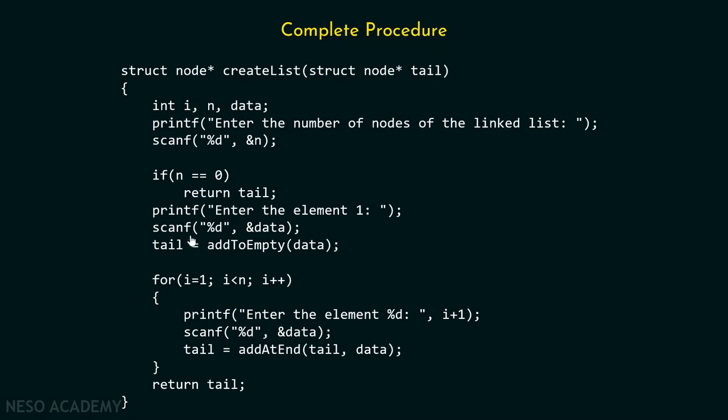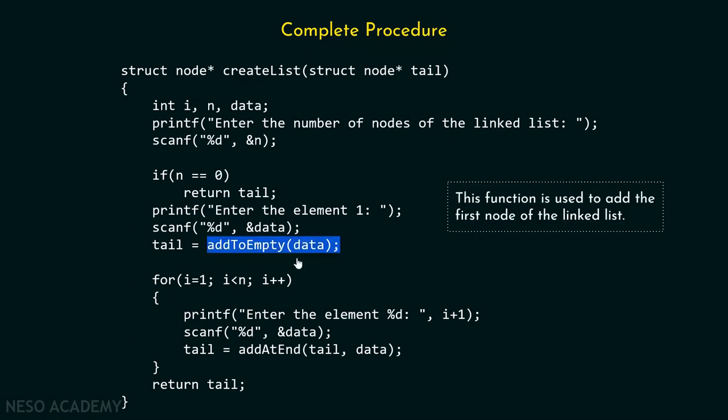Okay? After this scanf function, I'm calling this function that is add to empty, and to this function I'm just passing data. We already know what this function does, right? This function is used to add the first node of the linked list, and the address of that node will get returned back to the tail, that is this particular pointer.